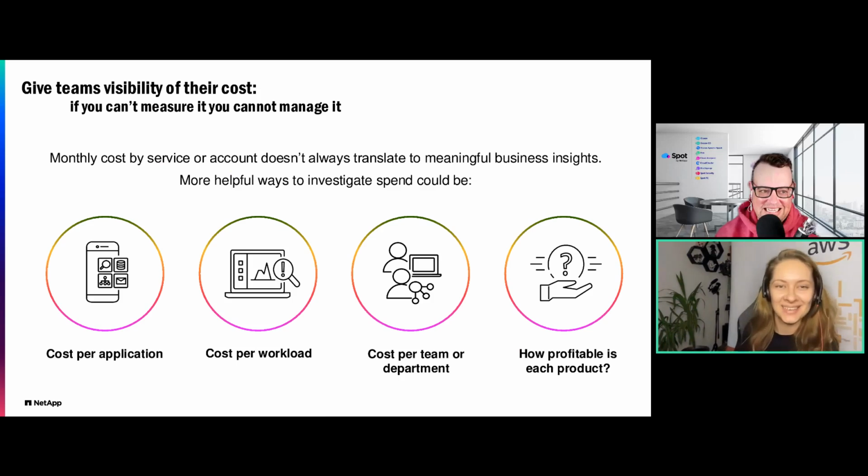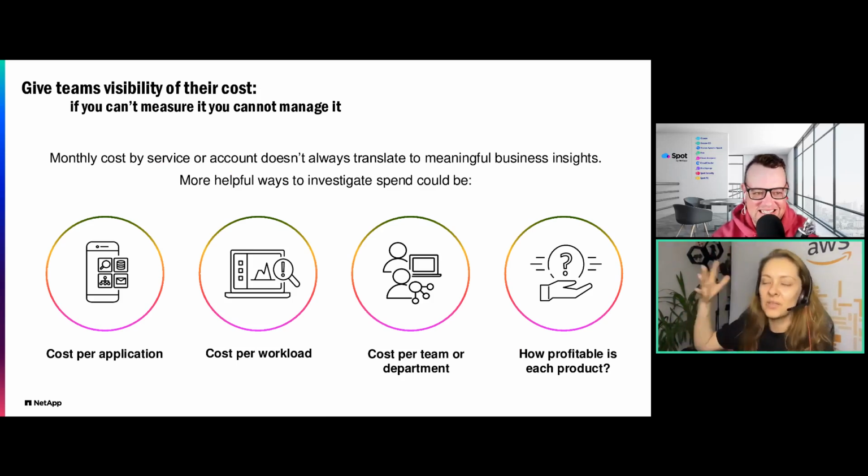I think on the next slide, something that I wanted to cover is giving teams visibility of their cost and showcasing what their actions mean in terms of dollar value. So whatever they implement, whatever actions they do in the console or programmatically, whatever they run in the accounts, how exactly it translates onto the bill.